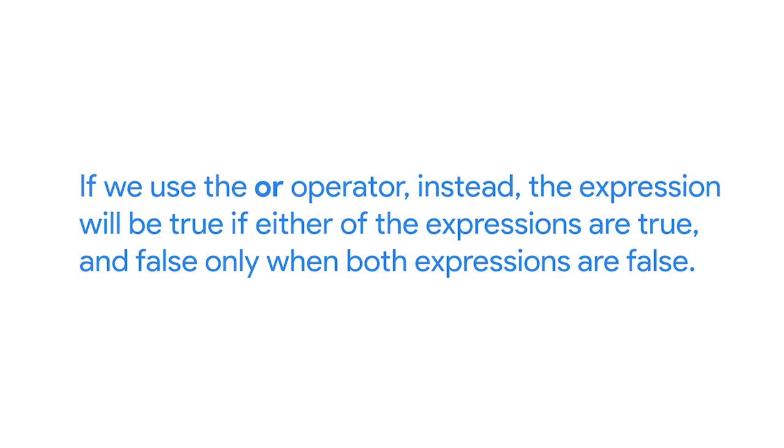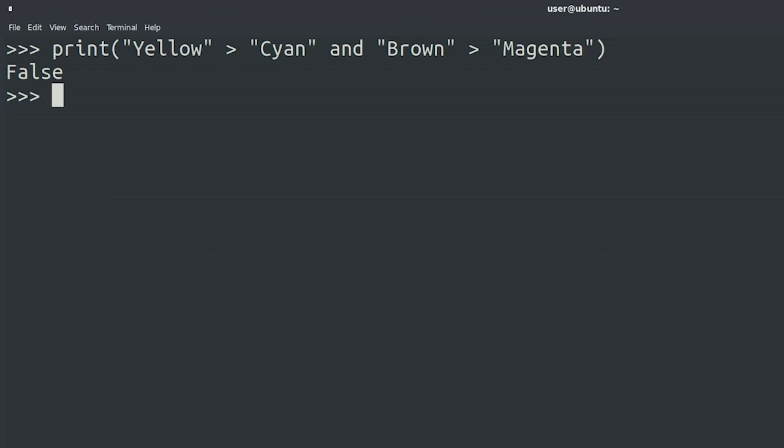If we use the OR operator instead, the expression will be true if either of the expressions are true, and false only when both expressions are false. Let's try it out. 25 is definitely not bigger than 50, but 1 is different than 2. So in the end, the whole expression is true.